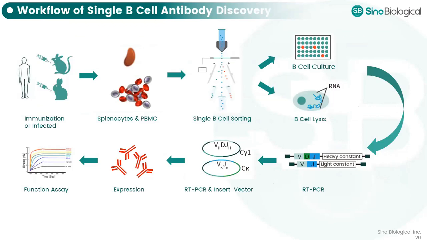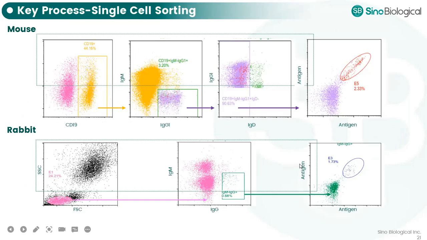So the last technology we are using in-house is the single B-cell antibody technology. After we immunize the animals, we isolate the single B-cells for antibody sequence cloning. Here is the flow cytometry data showing that for different species, we use different procedures or protocols to isolate the single B-cells, because for mouse B-cells, there is an available set of antibodies to select for, or sort, the single B-cells.